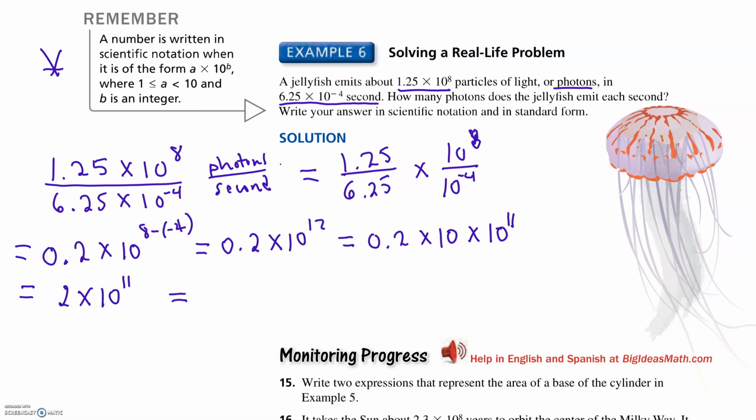We're also going to write that in standard notation. Remember, when you multiply by 10, it just adds a 0. But we have to do that 11 times. So 11 zeros. 1, 2, 3, 4, 5, 6, 7, 8, 9, 10, 11. So there's 3, 6, 9, 11. 200 billion photons each second is what we have. That is a lot of particles every second, a lot of particles of light.